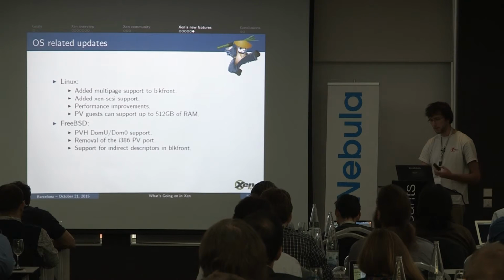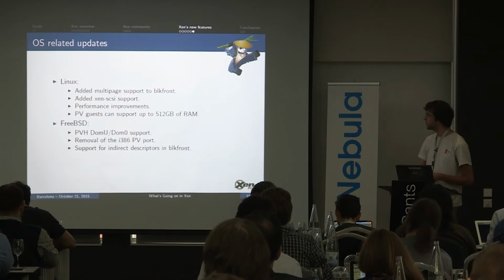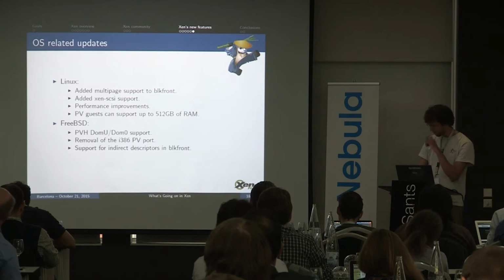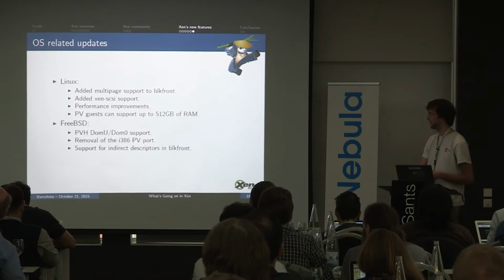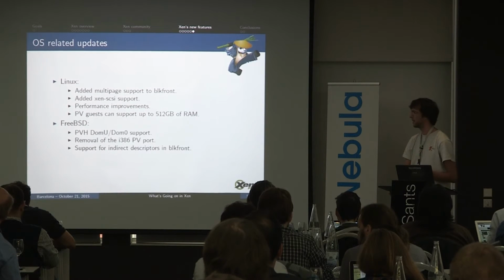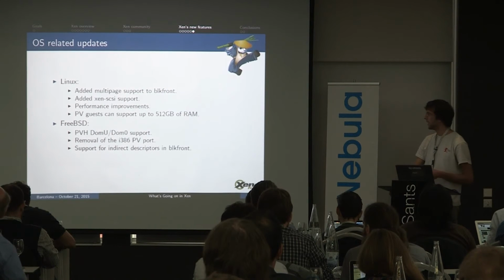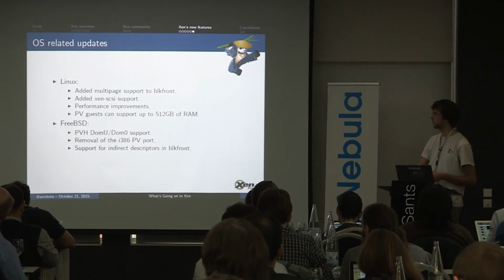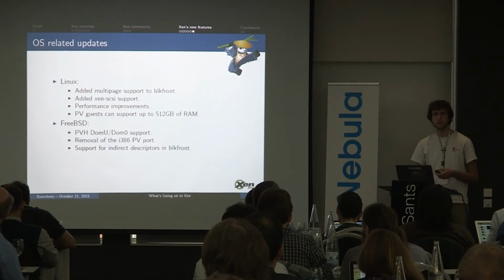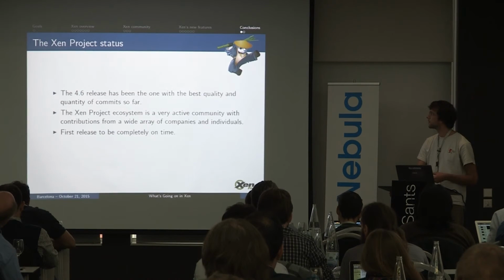On FreeBSD, we added support for PVH DomU and Dom0. We removed a very crappy 32-bit PV port that was there but was not working. And there was also an implementation of indirect descriptors for Blockfront, which increased performance quite a lot.